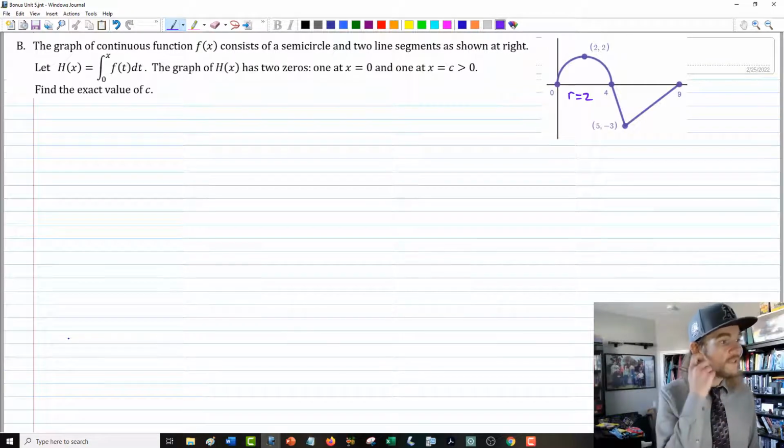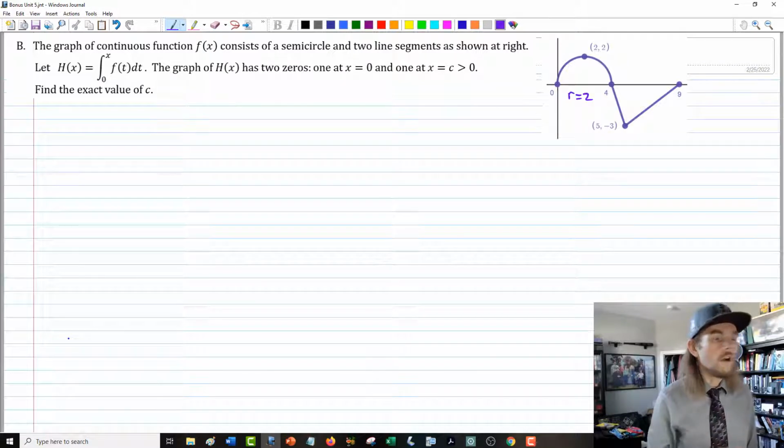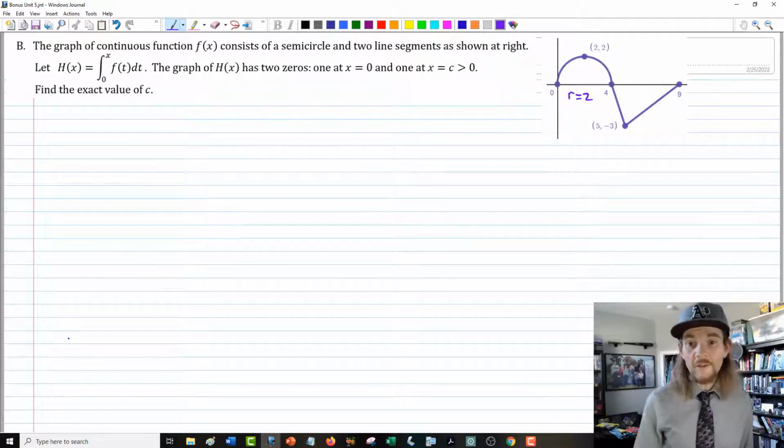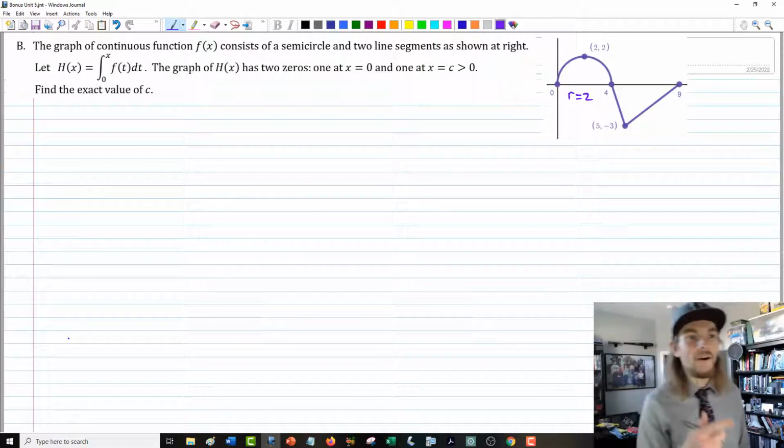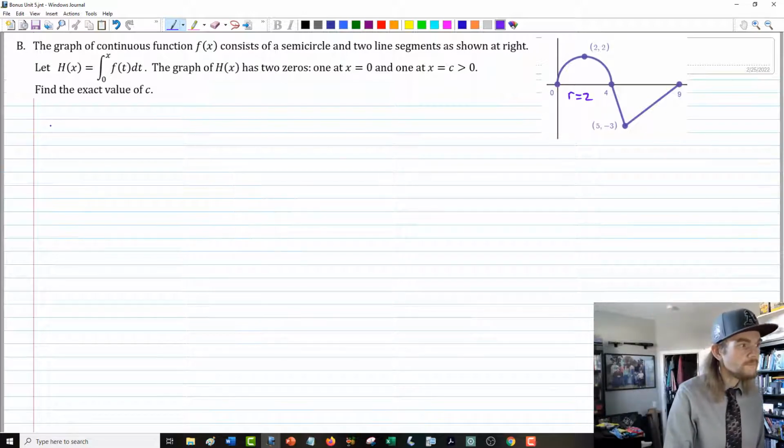From there, it says h of x is this integral function, and our problem then is that the graph has two zeros, one at 0 and one at x equals c greater than 0. The question is, what is that value of c? What's the non-zero 0 of this integral function h of x?